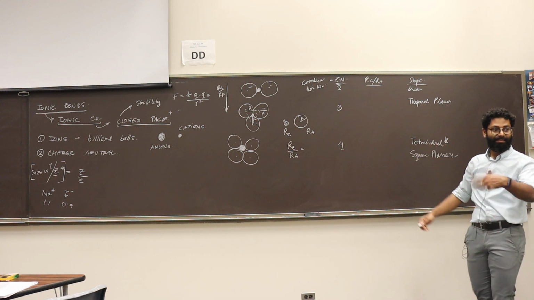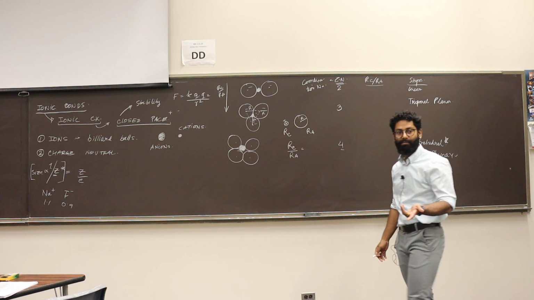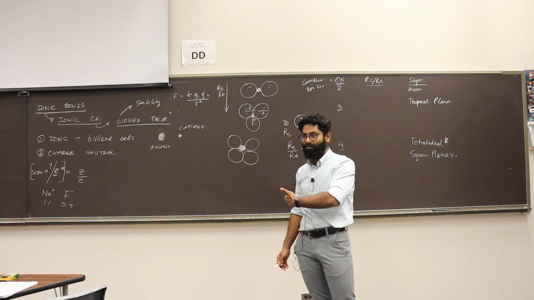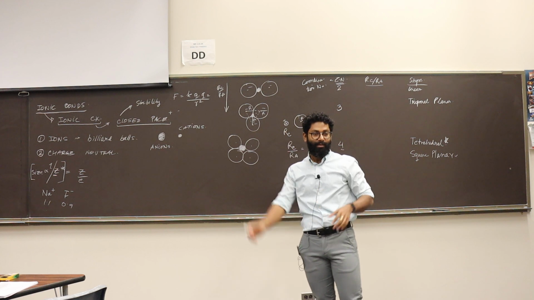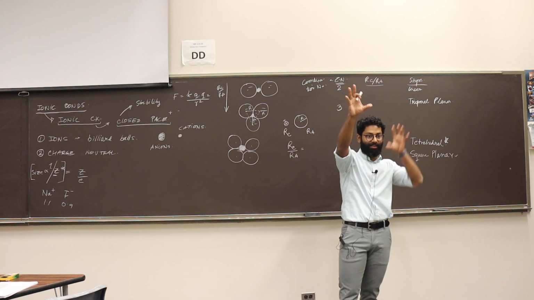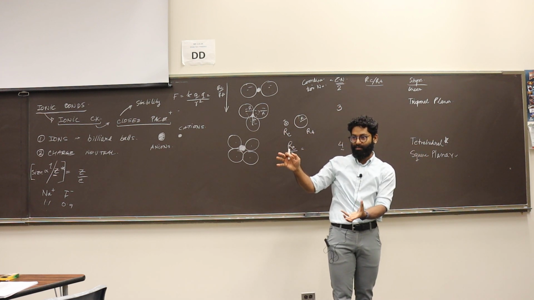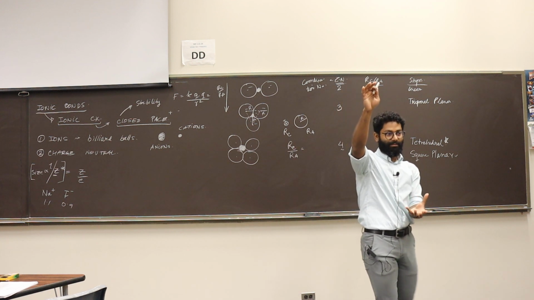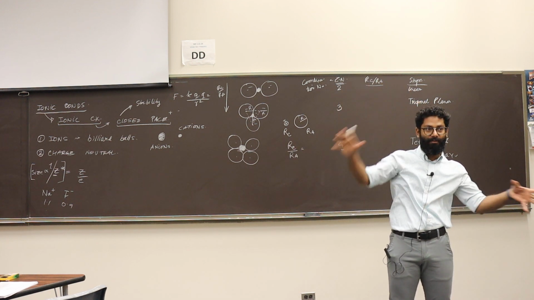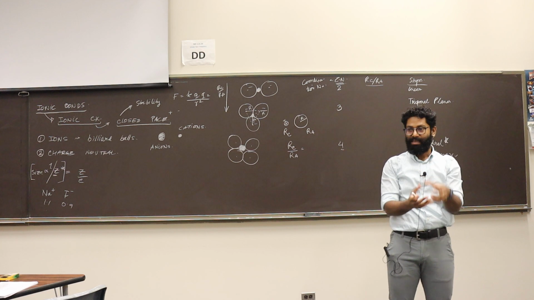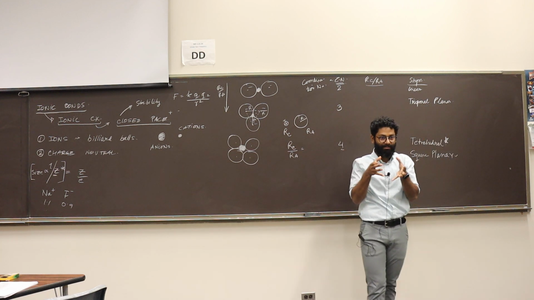So when you have silica, that forms a tetrahedral. So all these oxygens will form the apexes of the tetrahedron. And where does the silica go?